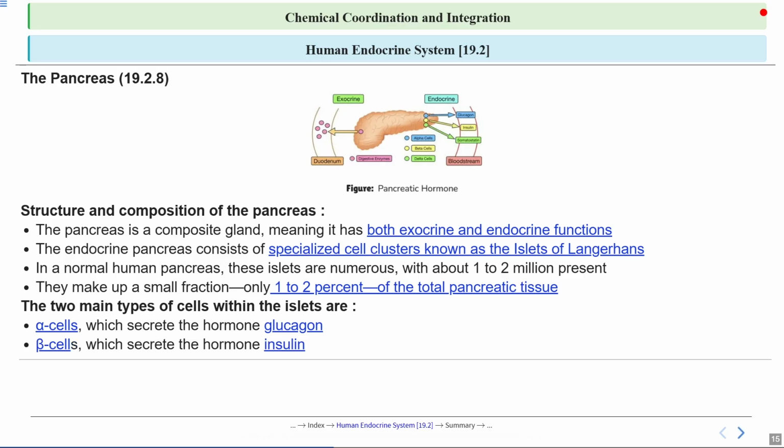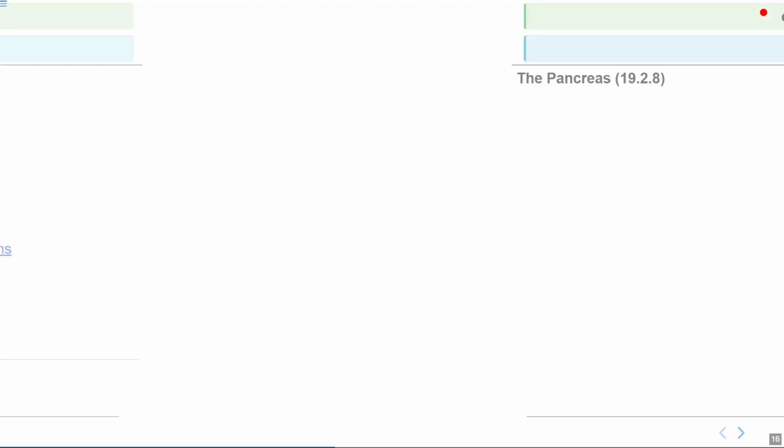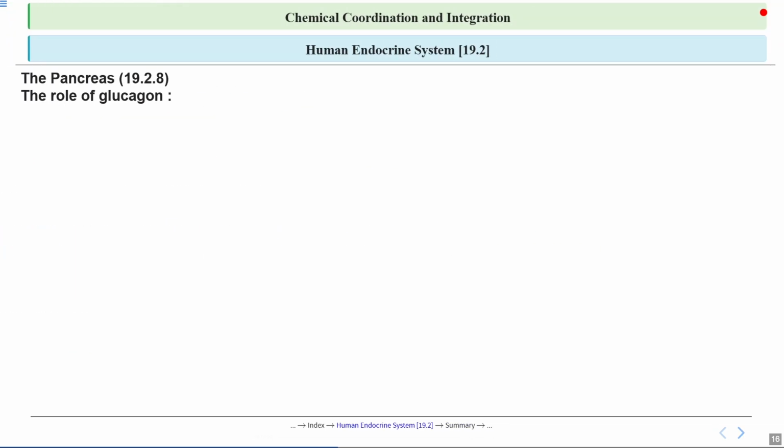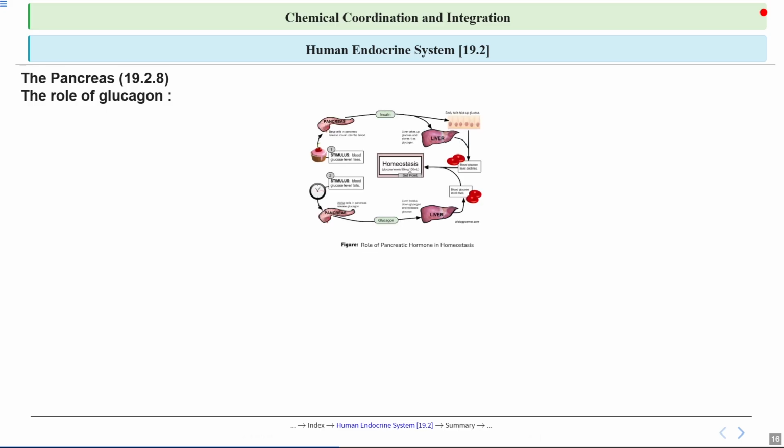Beta cells secrete the hormone insulin. When blood sugar levels rise after eating, beta cells release insulin into the bloodstream, which signals cells throughout the body to absorb glucose, thereby lowering blood sugar levels. This whole process is very important for maintaining healthy metabolism and preventing conditions like diabetes. Let's talk about glucagon's role.